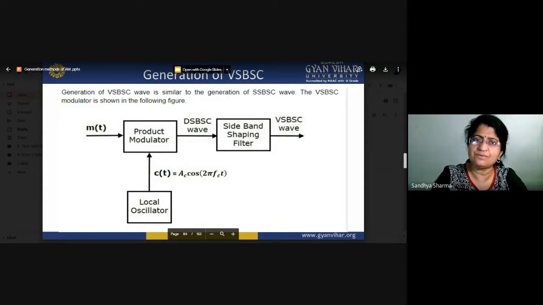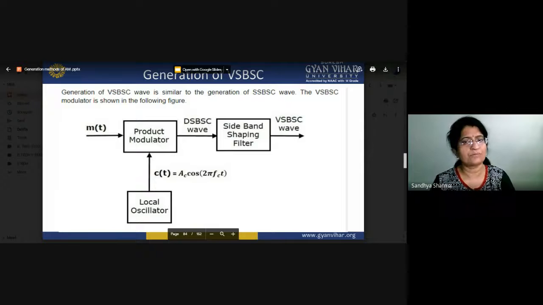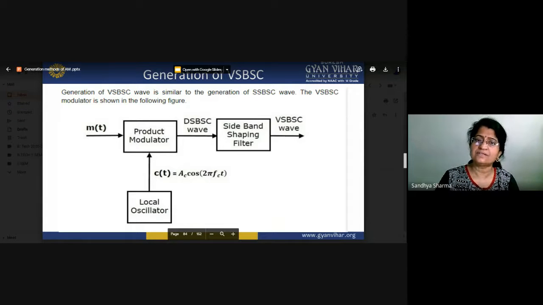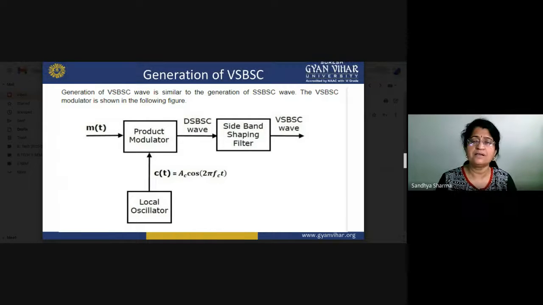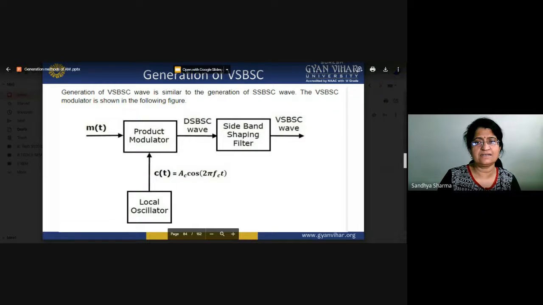So what will happen here? The VSB wave is similar to the SSB-SC, so there is nothing else. The same process is used as you have already seen. There is a modulating signal and there is a local oscillator signal, and here we are working on the product modulator. So the DSB-SC wave is basically the signal where you receive the two sidebands. Now for the sideband shaping filter, you have to focus much on the filter part. That filter has to pass the complete one sideband and a small part of the other sideband. So we have designed the sideband shaping filter more precisely for achieving the VSB-SC waves.